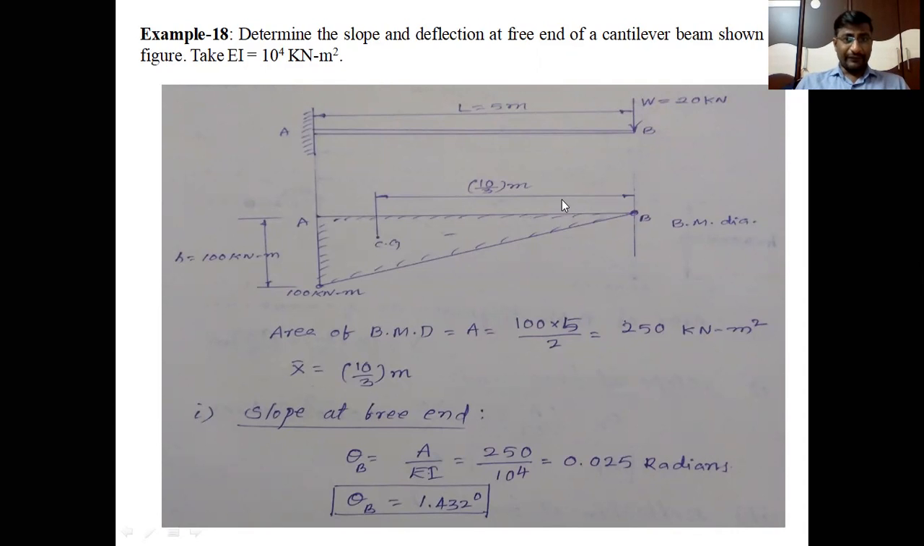After locating the center of gravity, calculate the area of the bending moment diagram. The area is a triangle shape, so half into base into height. Half into length, total 5 meters, height is 100. So half into 100 into 5, so 50 into 5, that is 250 kilonewton meter square. The units of area of the bending moment diagram: kilonewton meter times length in meters, kilonewton meter square. Then x bar is 10 by 3 meters.